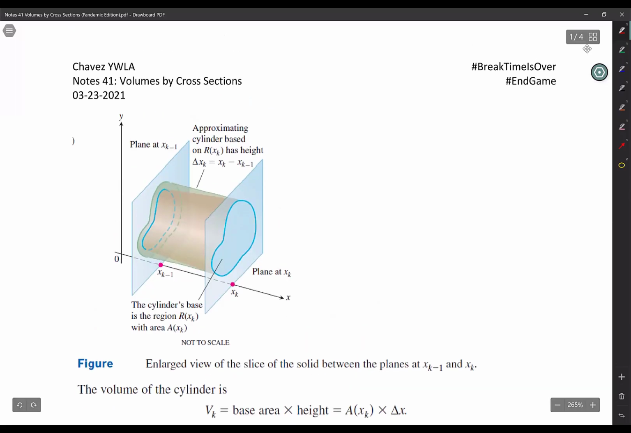So here it is. Maybe I should have changed the hashtags. I put "break time is over." And well, yeah, because it is the end game. This is our end game. So maybe, okay, I'll switch the hashtags tomorrow, guys.